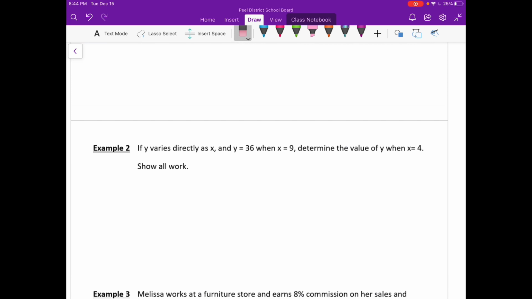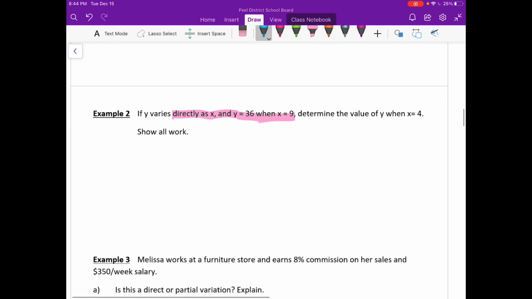If y varies directly as x, which is the same thing as saying this is a direct variation, and y is 36 when x is 9, determine the value of y when x is 4. So first things first, let's figure out the constant.